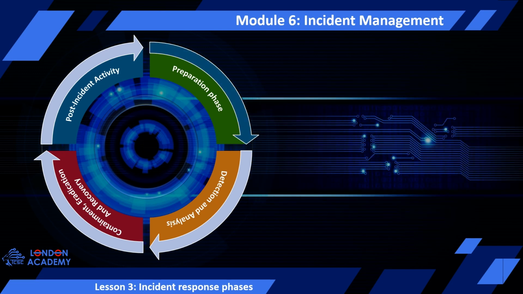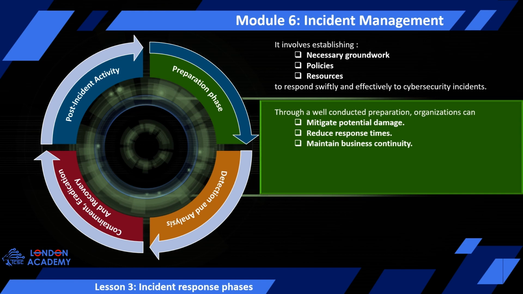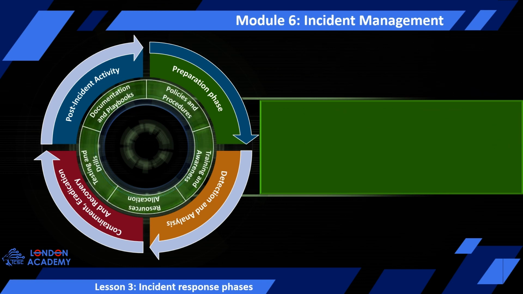Let's start with the preparation phase. Preparation is a foundational step in an effective incident response plan, IRP. It involves establishing the necessary groundwork, policies, and resources to respond swiftly and effectively to cybersecurity incidents. Through a well-conducted preparation, organizations can mitigate potential damage, reduce response times, and maintain business continuity. Preparation should cover the following aspects: policies and procedures, training and awareness, resources allocation, testing and drills, documentation and playbooks.